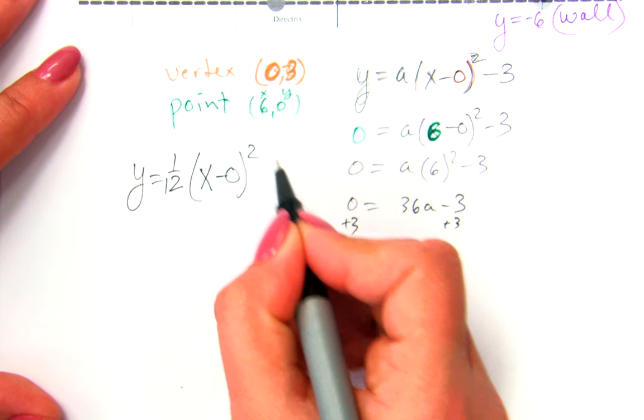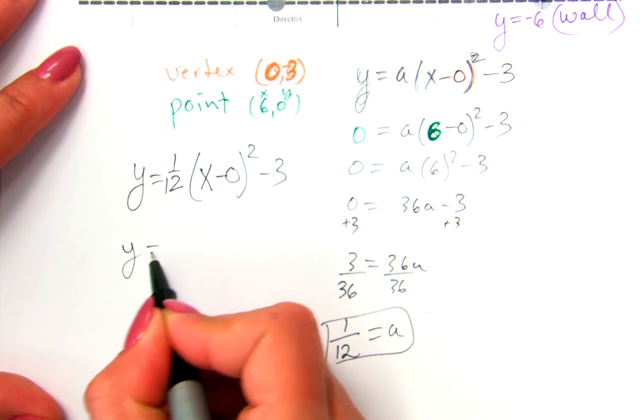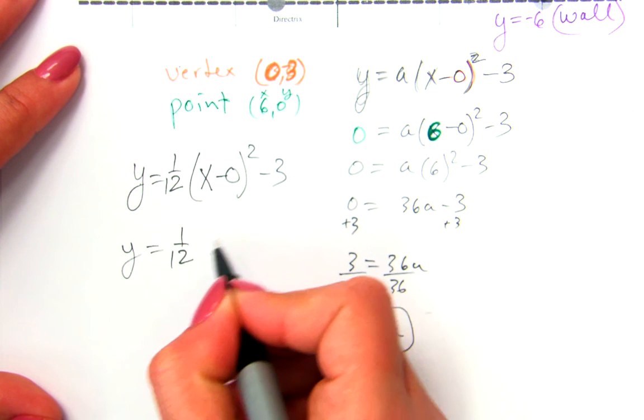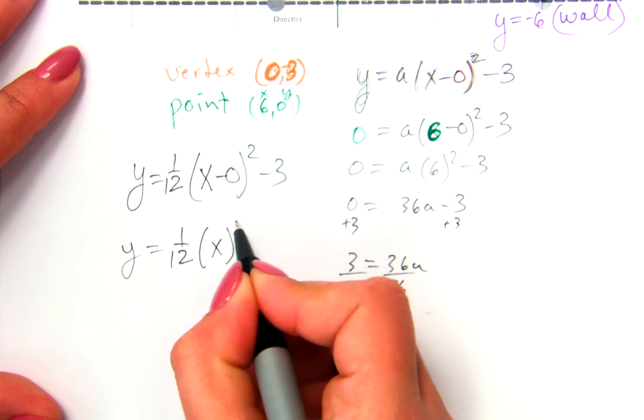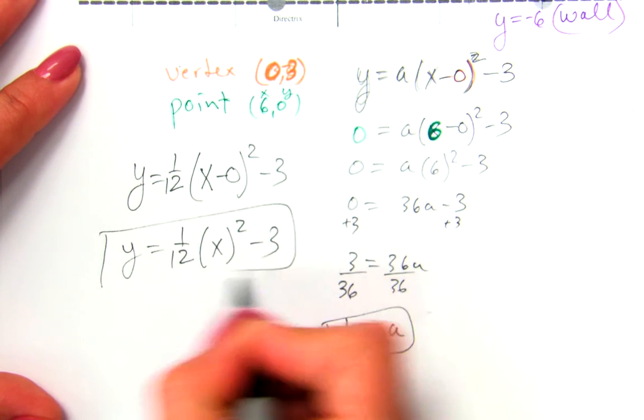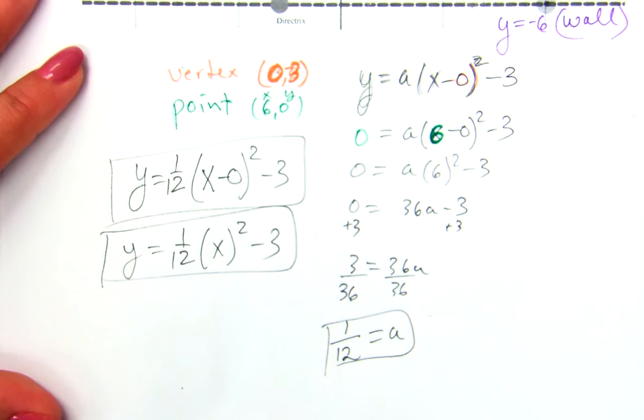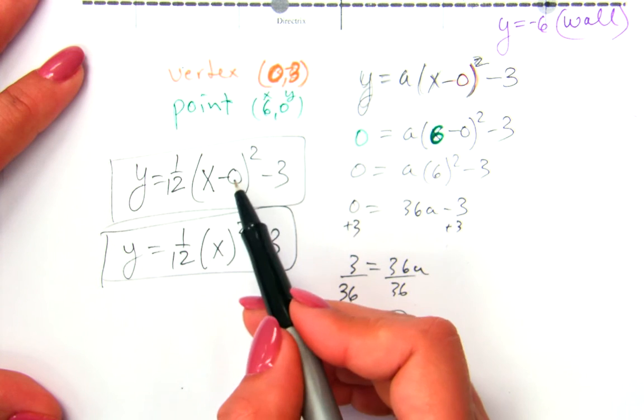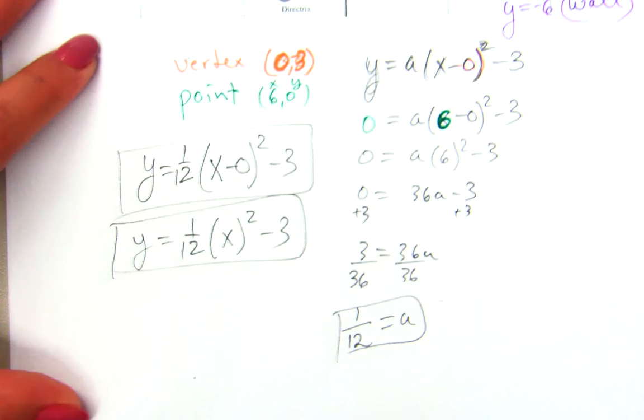And to clean it up one more time, it's just y equals 1 over 12 x squared minus 3. I'll take both of those, as long as you understand that you don't really need a 0 in the next one, but there you go.